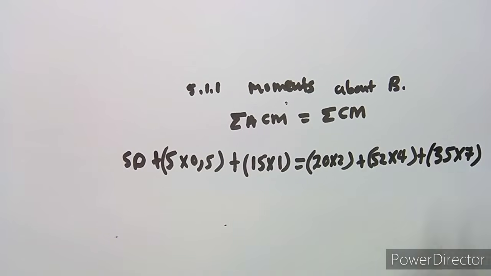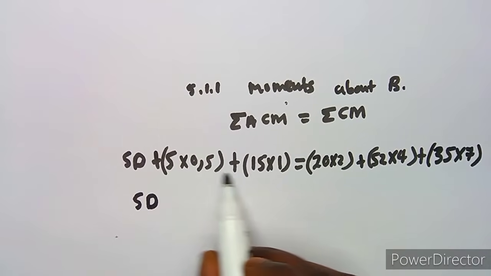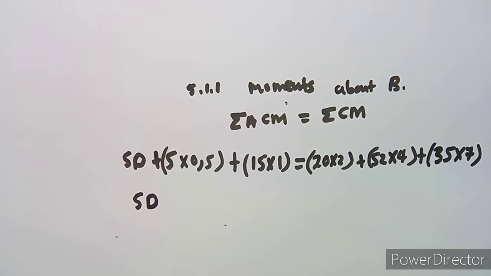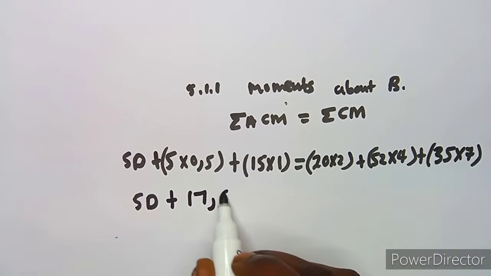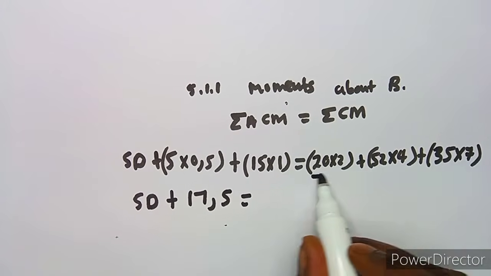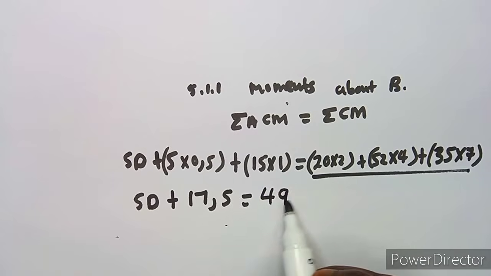All right, so we have to combine, which is going to give us 5D, then combine these two together. That is going to give you 17.5. If you add properly, that's 17.5, which is equal to, you combine these also together, that's going to give you 493. So definitely we have to transpose.